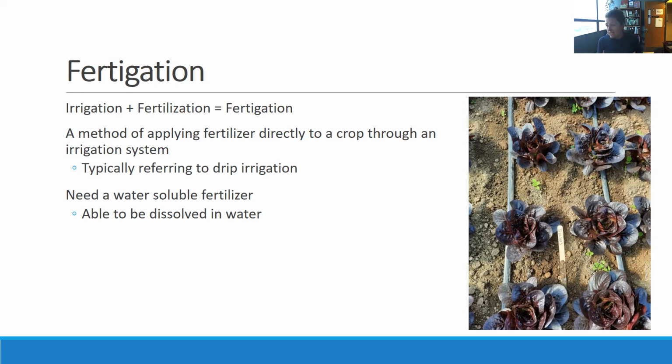It can be very basic. We have nothing fancy for our high tunnels for fertigation, but it is basically irrigation plus fertilization, right? That's when I say fertigation, that's what I'm talking about. And it is a method of applying fertilizer directly to a crop through an irrigation system. Normally when I'm speaking, I'm talking about drip irrigation because that is what people should be using for vegetable production. You do need a water-soluble fertilizer, or in the case of fish emulsion, dilute it down seriously, so it's basically water. So water-soluble meaning that it's dissolved in water.